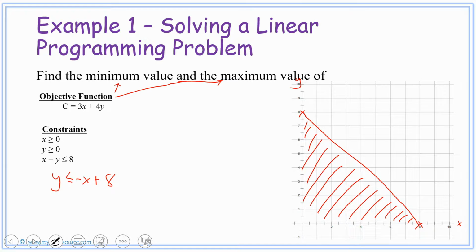Now that's what we do in inequalities, but now we need to find the minimum and maximum. When dealing with a linear programming question, we have to use the objective function to find our values. The way that we do that is we substitute the values of the vertices into the objective function to find which value yields the minimum and the maximum value. So first thing we need to do is find all the vertices of the feasible region, the one that we just shaded.